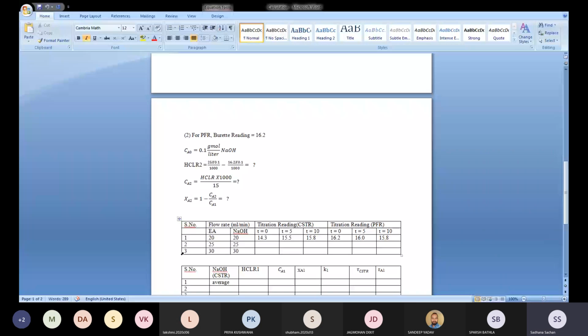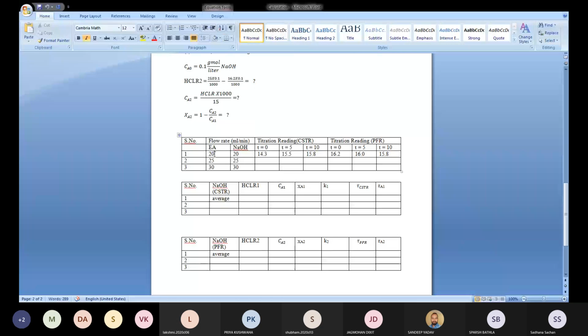This is for PFR. Similarly, we have made the table here with the flow rate. This we are taking 10, and we are taking 10, 10. Then we can take 15. These three readings we can take at the 20.